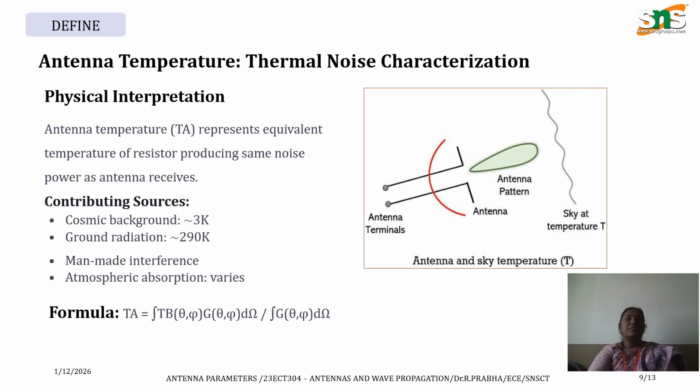Next is the antenna temperature. It is defined as the equivalent temperature of a resistor producing the same noise power as the antenna receives. The contributing sources of this antenna temperature are cosmic background, ground radiation, man-made interference, and atmospheric absorption. This will vary, and its formula is Ta equals the integral of Tb of theta, phi, G of theta, phi, d omega, divided by the integral of G of theta, phi, d omega.